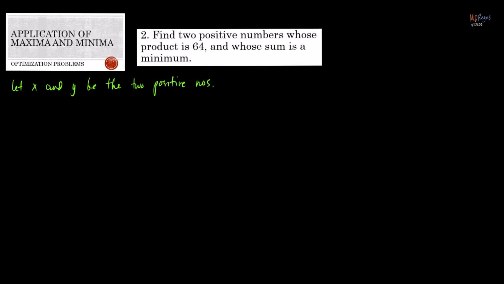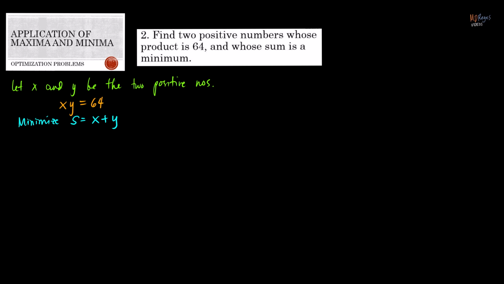Alright. So now, the product of these two positive numbers is 64. So if we multiply x and y, we get 64. And we want a minimum sum for these two numbers. So we have to choose these two numbers so that their sum is a minimum. So we are trying to minimize the sum of x and y. What we're going to do is minimize the sum, let's just call it s, of x and y. So we are trying to minimize this function.